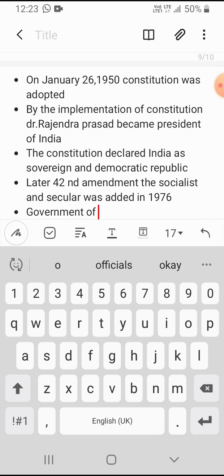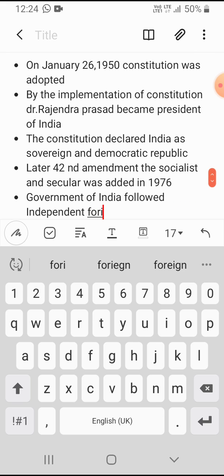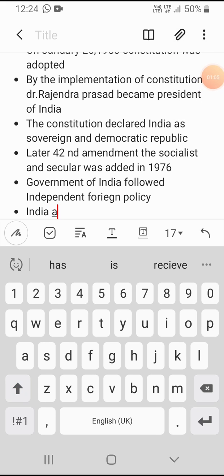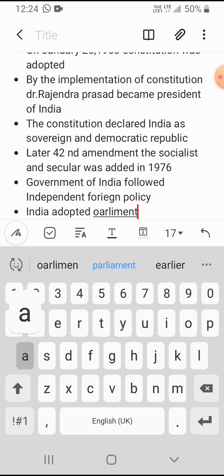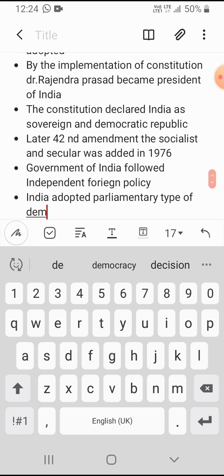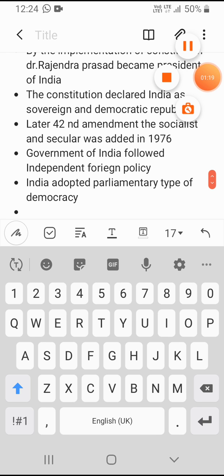The Government of India followed an independent foreign policy, its own policy, as you learned in your foreign policy chapter. India adopted a parliamentary type of democracy.